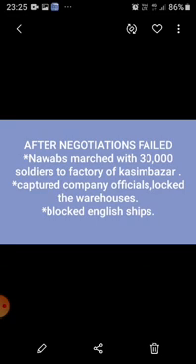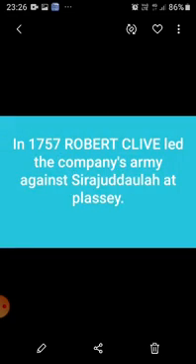Sirajuddaulah asked the company to stop meddling, but after the negotiation, the Nawab marched with 30,000 soldiers to the English factory at Qasim Bazar, which is at present in Bangladesh. There he captured the company's officials, locked the warehouses, disarmed all Englishmen and blockaded the English ships. Then he marched towards Calcutta, and there also he took control of the company's fort.